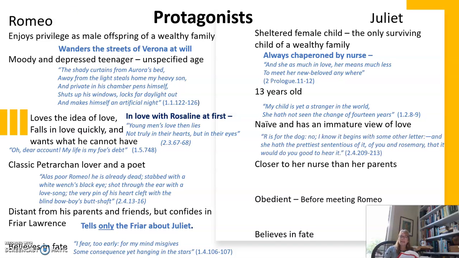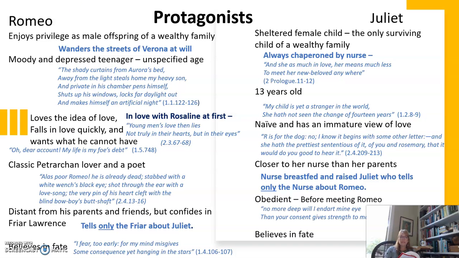She is naive and has a really immature view of love. And I see this throughout the play, but perhaps not more poignantly than when the nurse tells Romeo about the cute little second grade rhymes that Juliet has dreamed up with words that start with the same letter as Romeo's name. She is closer to the nurse than her own parents. The nurse has breastfed her and raised her, and she tells only the nurse about Romeo. She was obedient before meeting Romeo, says she won't look any further than the parents want her to for love, but then breaks that right away.